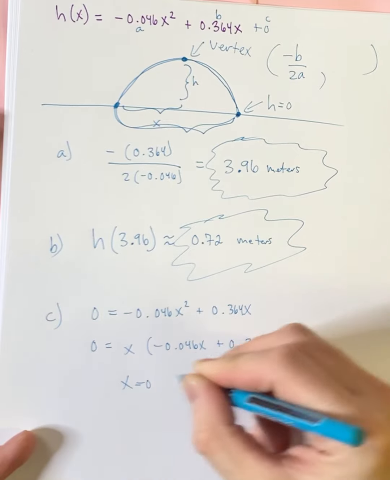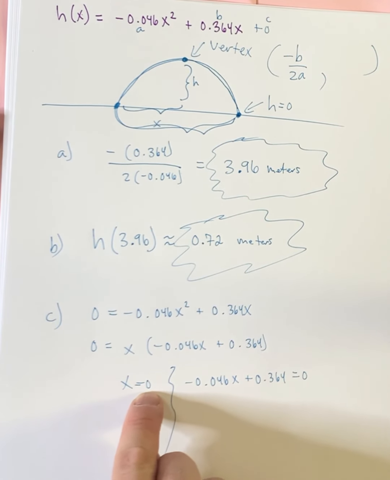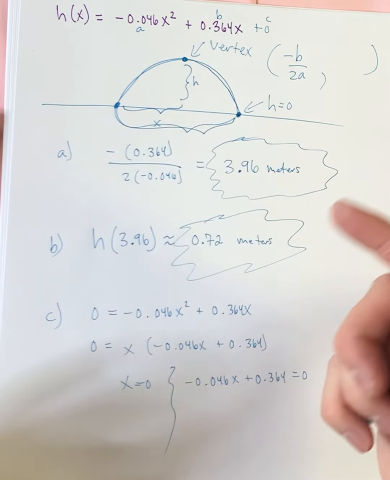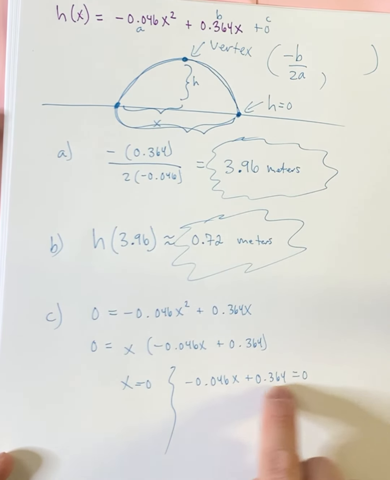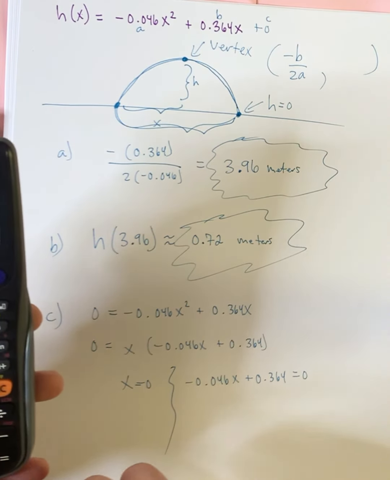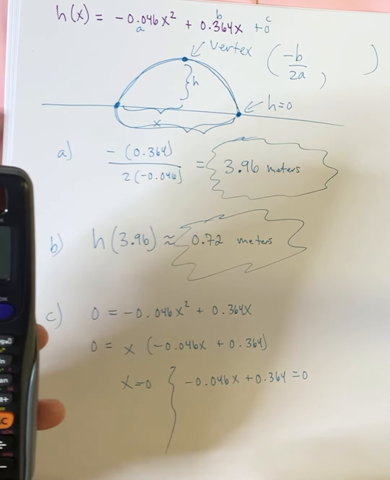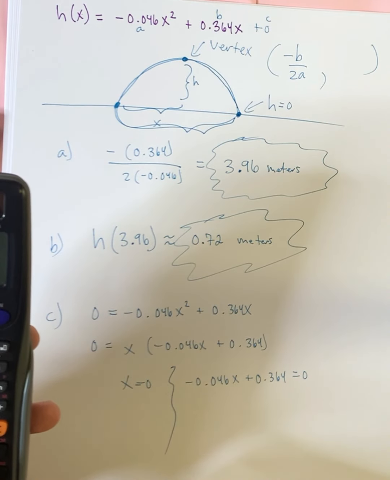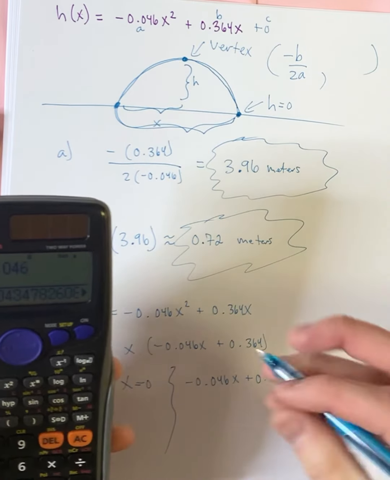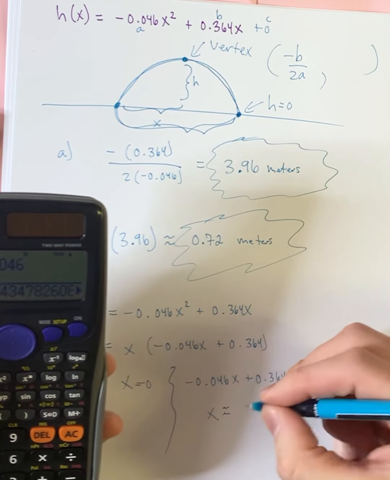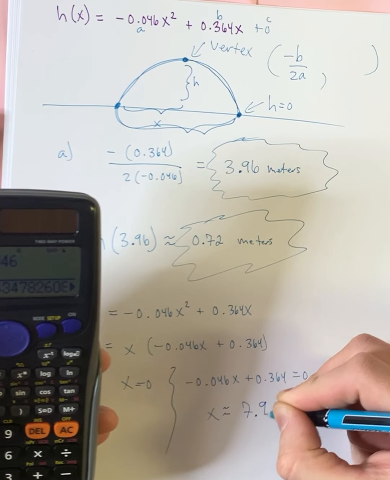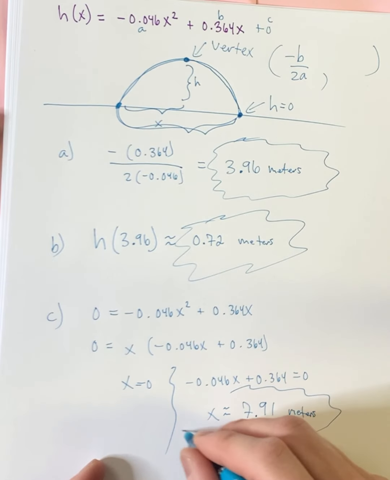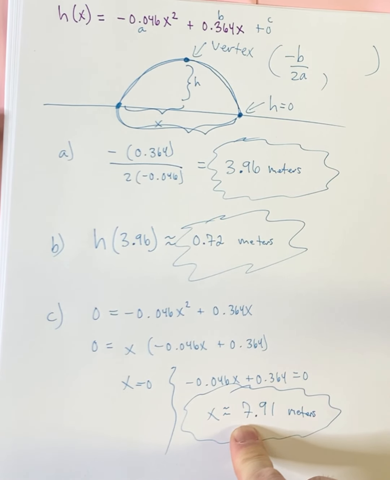So because this equation here says x equals 0, that means that at the beginning of the experiment, the jumper was on the ground, and that makes sense. But now let's solve this equation. Subtract this and then divide by that. So it essentially becomes that number divided by that number. And that says about, if you round to 2 decimal places, about 7.91 meters away. So in total, the jumper landed about 7.91 meters away.